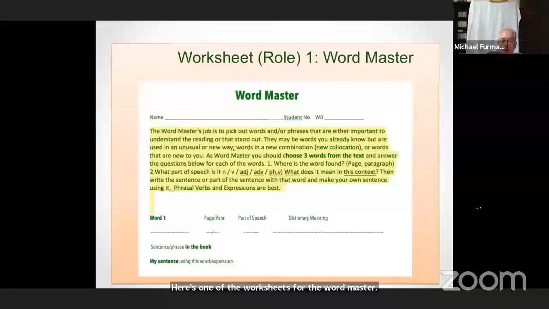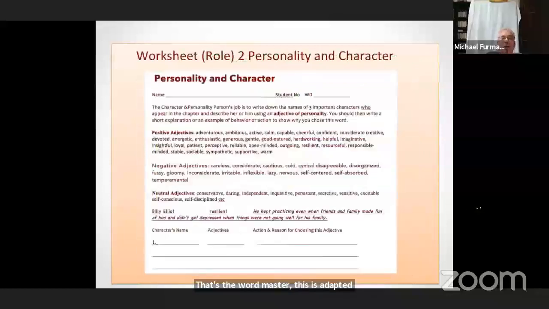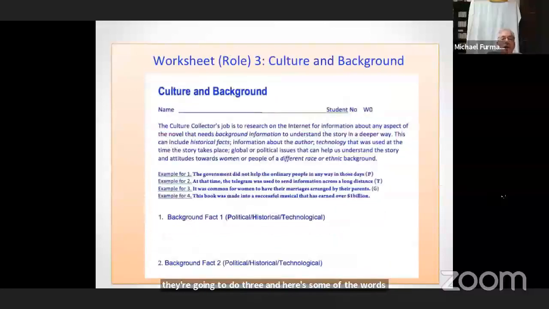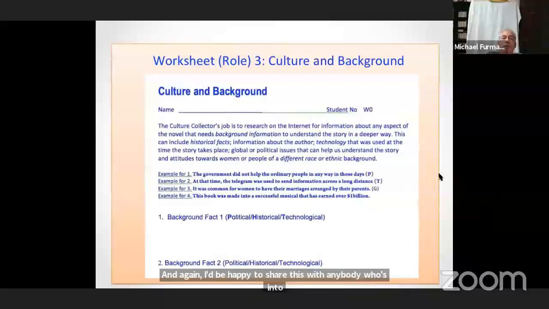This is adapted from the original literature circles. This is the personality and character worksheet. You can only see one here, but actually they're going to do 3. And here's some of the words that they can use. Of course, they can choose their own words. And this is the one for culture and background. And again, I'd be happy to share this with anybody who's interested.